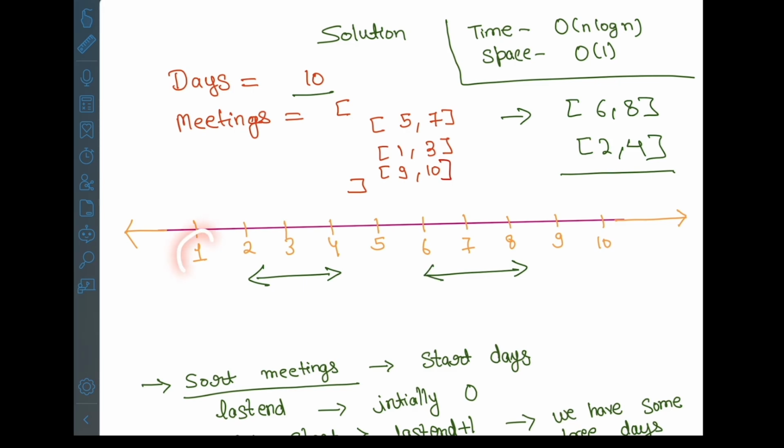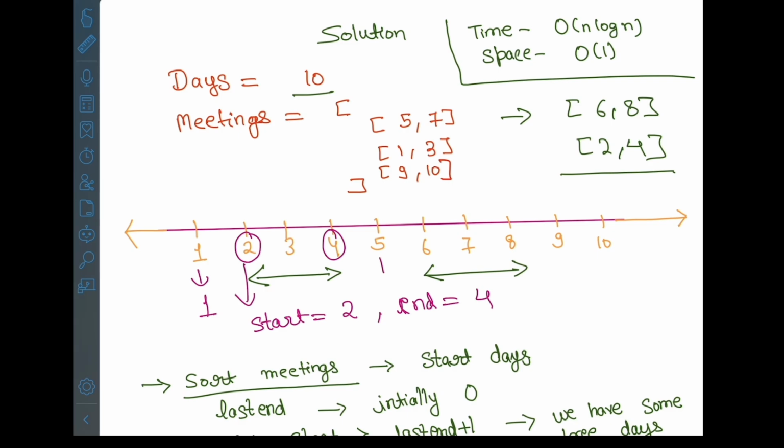When we reach day number 1, we find that there are no meetings. So at this point the output is going to be 1. Then when we process day number 2, we find that there is a meeting. The start day of the first meeting is day number 2 and the end is day number 4. So none of the days from start to end, that is 2 to 4, are free.